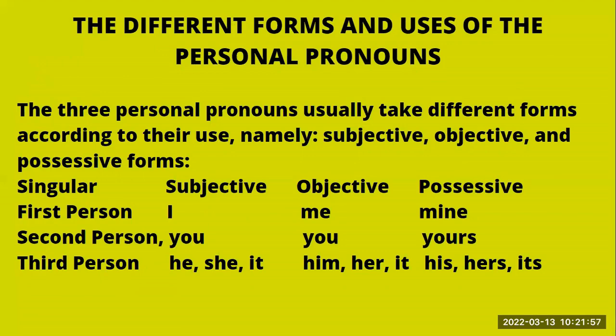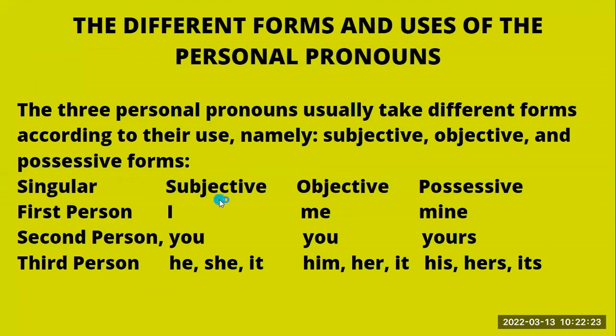The three personal pronouns usually take different forms according to how they are used in a sentence. You can use them either as subjective, objective, or possessive. So you have the subjective, objective, and possessive forms of these personal pronouns. And so you can look at them here at a glance.